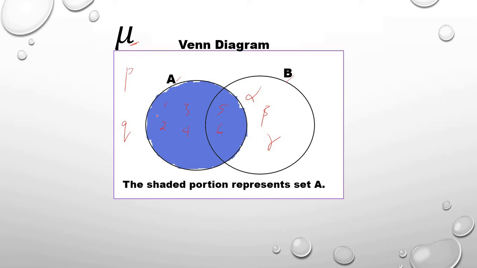For set A, everything in this shaded portion is in set A. So my set A contains these elements: 1, 2, 3, 4, 5, and 6. Everything in this shaded portion is in A. That is why I say that the shaded portion represents set A.